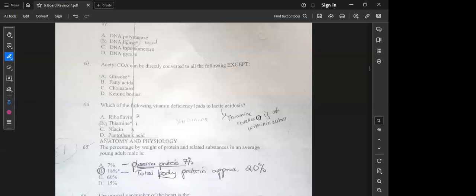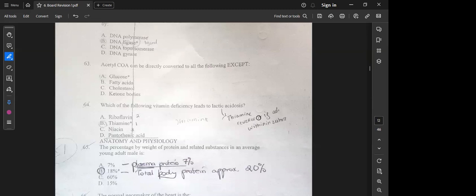Then what is the percentage by weight of protein and related substances in an average young adult male? What could it be? Any contributions? Because I don't know this. It's B. So 10 says it's B. I think this is just the type of question we ought to know magically.